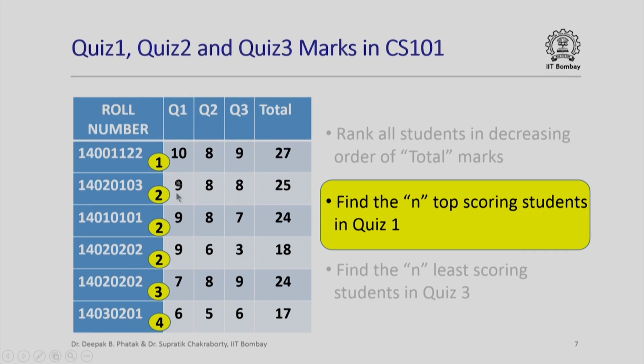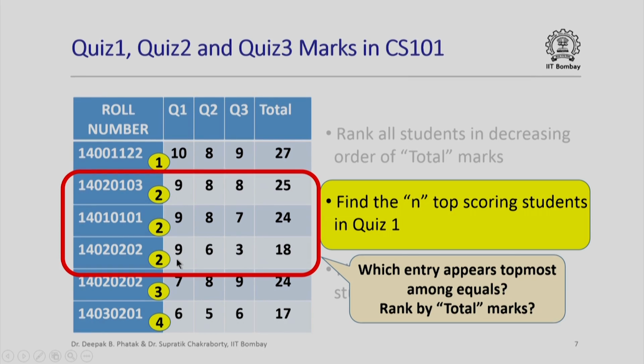How should I list them? How should I order them? So one could say that among these students, rank them in decreasing order of total marks.